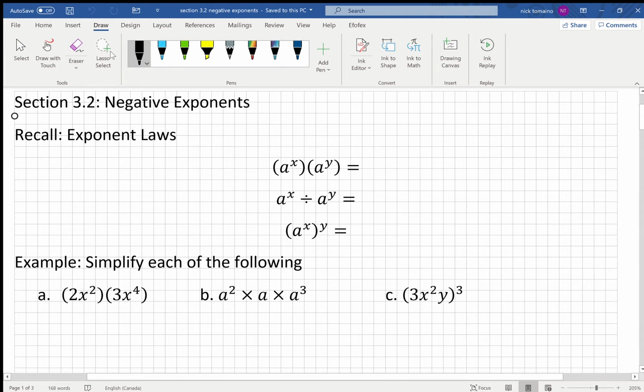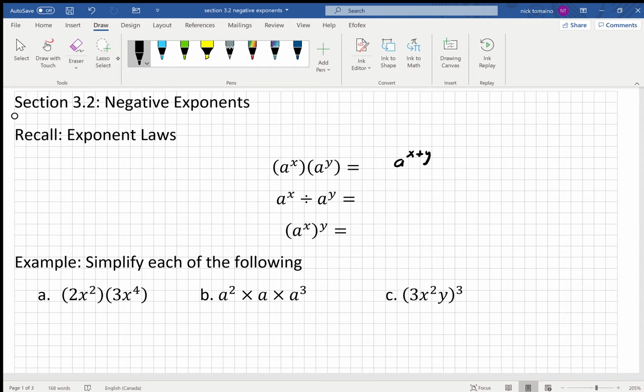Okay, so just recall that a is called a base, x is an exponent, and a to the x is referred to as a power. However, we do use exponents and powers interchangeably, so that's okay. Okay, so the first exponent law is when you multiply like bases, you can write it as a single power by adding the exponents. So it's a to the exponent x plus y.